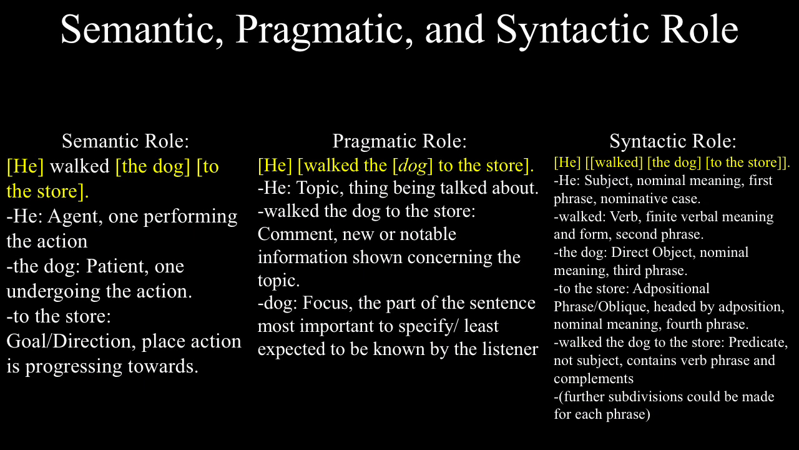So, there are three main ways of categorizing words and phrases in a sentence. Semantic Role, which describes the literal meaning of parts of a sentence in relation to each other. Pragmatic Role, which describes different parts of a sentence in relation to information structure or relevance. And Syntactic Role, which describes the arbitrary ways languages attempt to represent the previous two roles.